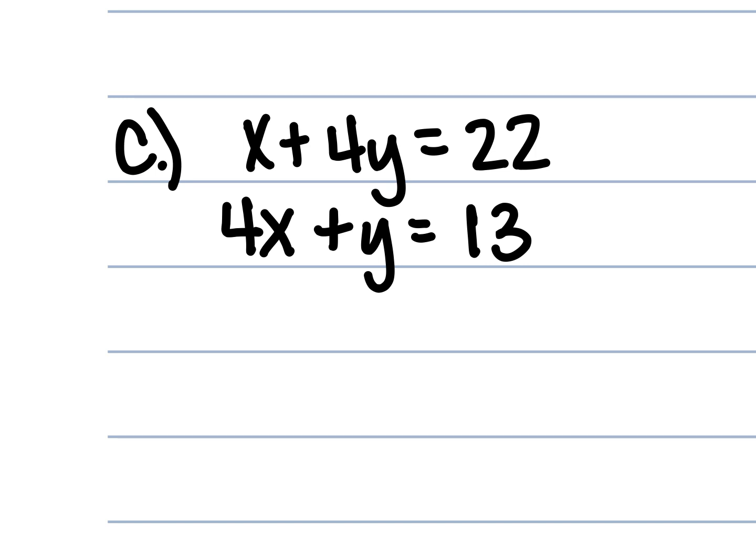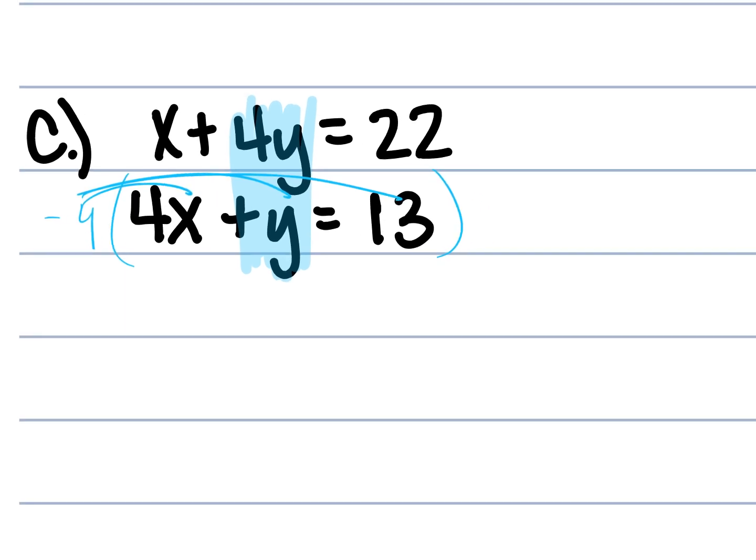Okay, for C. Do we have the same number but opposites here? No, not yet. So we're going to have to multiply to get them to be the same. Do you want to eliminate the x's or the y's here? Just pick one. We can eliminate the y's. So I need my y's to be the same number but opposites. So what do I need to multiply to get my second y to be a -4? Times -4. So we have to multiply that to everything in the second equation. So what's my new second equation going to be?